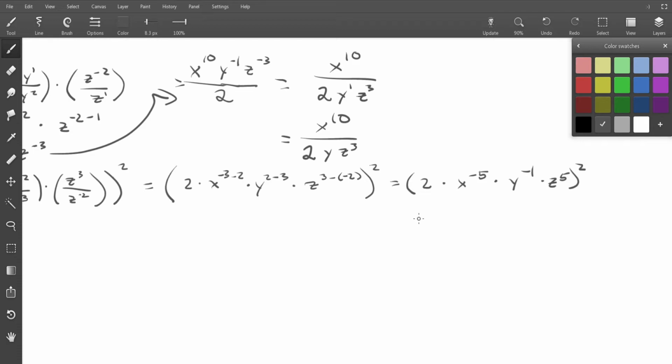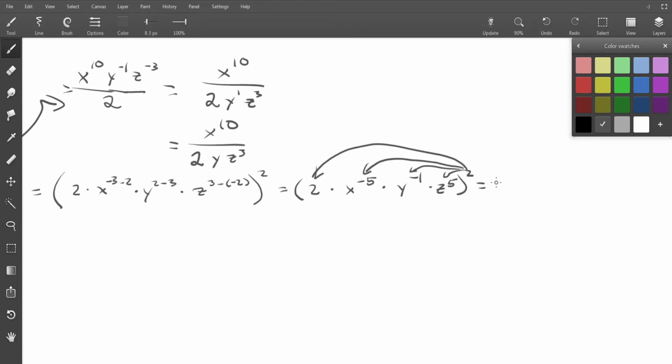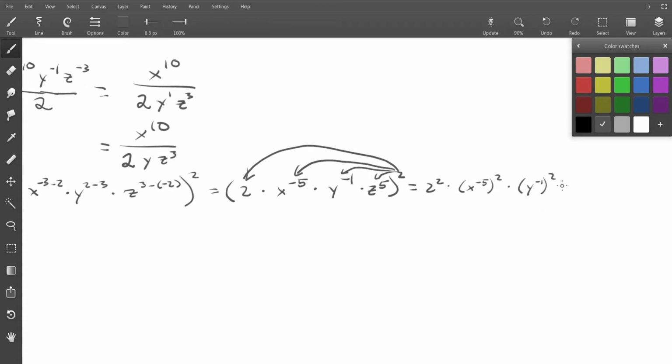So now that I've gone ahead and simplified things down a little bit, now I can go ahead and distribute the exponent. So keep in mind this 2 is going to get distributed as an exponent to every single one of the terms, including the 2, including the constant. Don't forget that. This 2 doesn't magically just stay and come out of this parentheses. It has to get raised by this power of 2 as well. So this is going to be equal to 2 squared times x to the negative 5th squared times y to the negative 1 squared times z to the 5th squared.